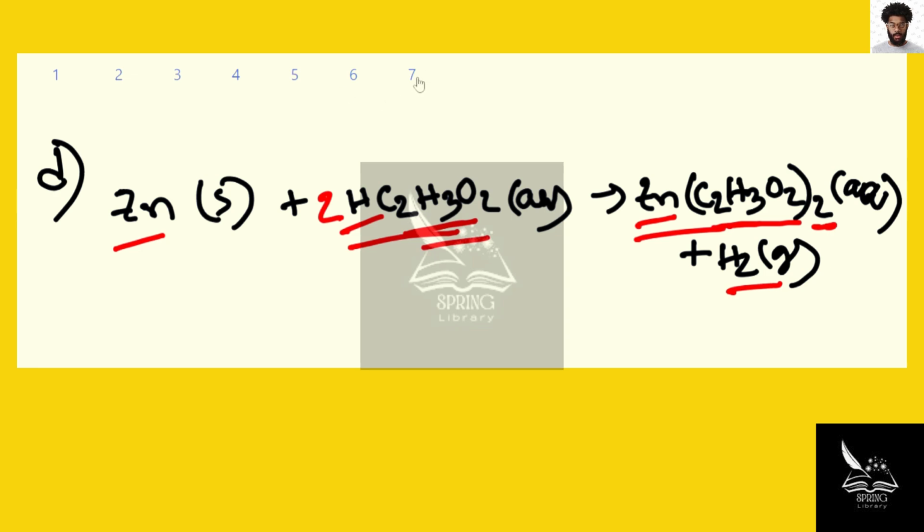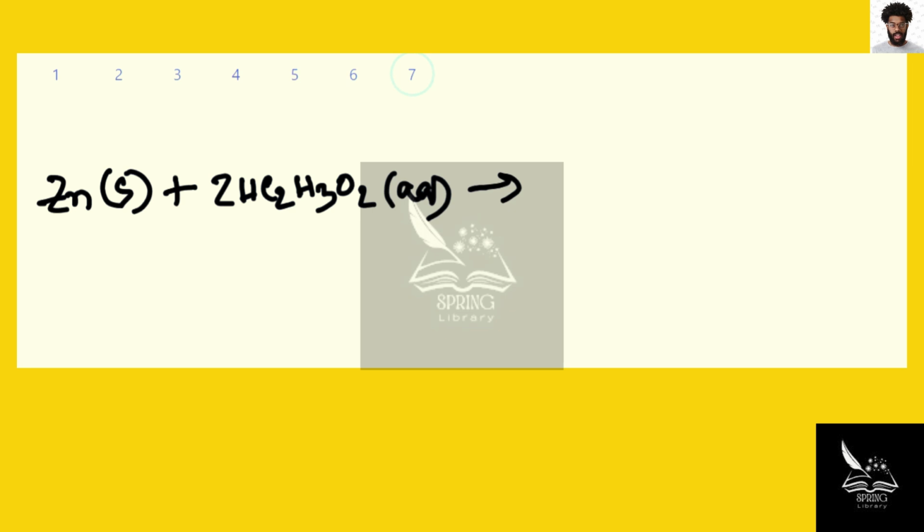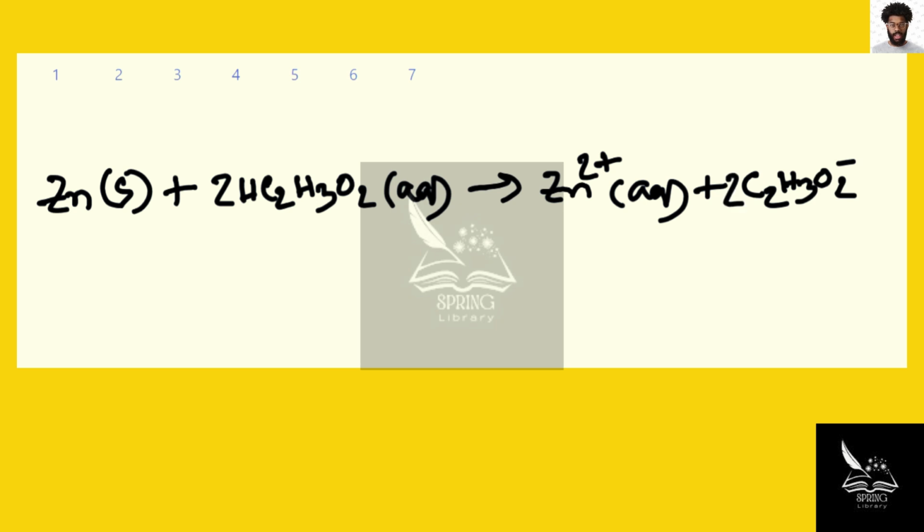So we will have Zn2+ aqueous plus acetate ion, C2H3O2-, and we have 2 acetate. That means we have to put a 2 here. It will also be in aqueous, and finally we will have hydrogen.